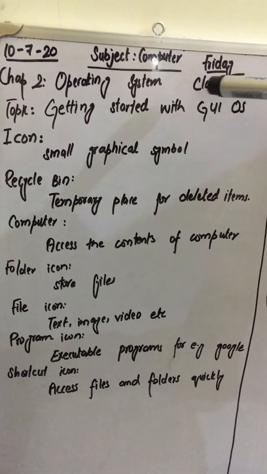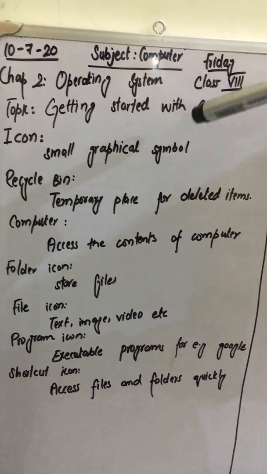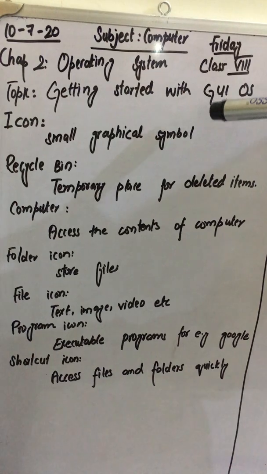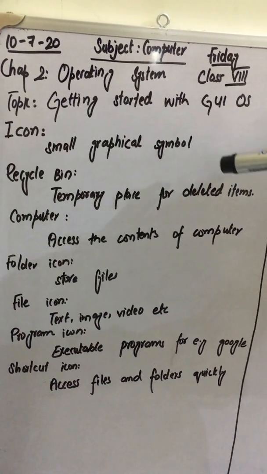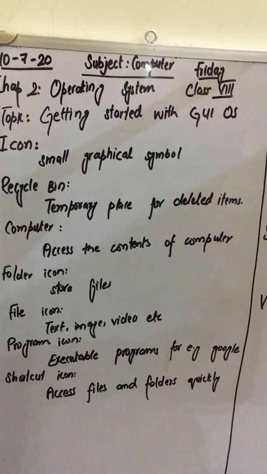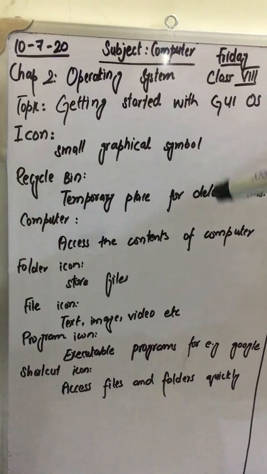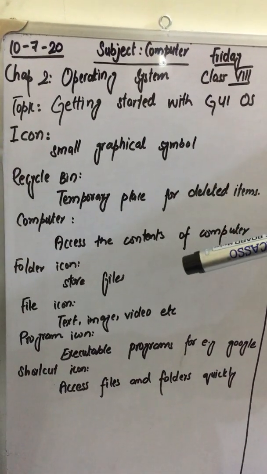And we know what GUI is. We know that it is a type of operating system in which all the things are done by click and dragging without giving commands to the computer. Everything is represented graphically in the form of icons. So today we are going to learn how to work with the GUI operating system.